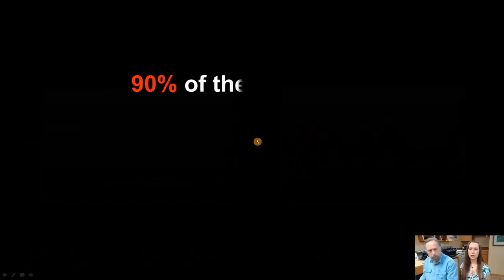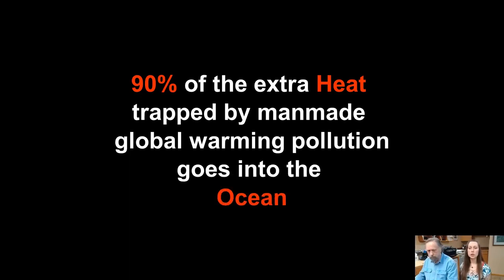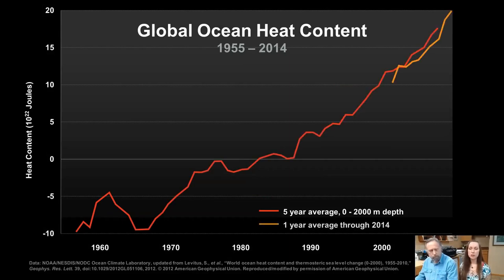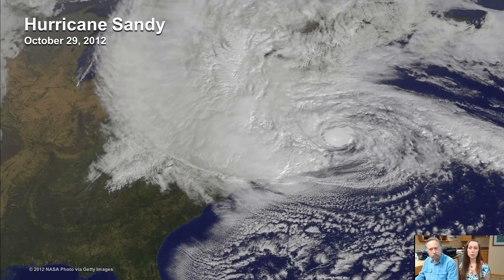90% of that extra heat is captured by our oceans. And if you look at the ocean temperature increase over time, we see a spike in ocean temperatures. Scientists tell us that increasing temperatures in our oceans will result in more extreme storms. For many of us, we saw this with Hurricane Sandy, the giant storm that hit New York. This giant storm was 1,500 miles across.